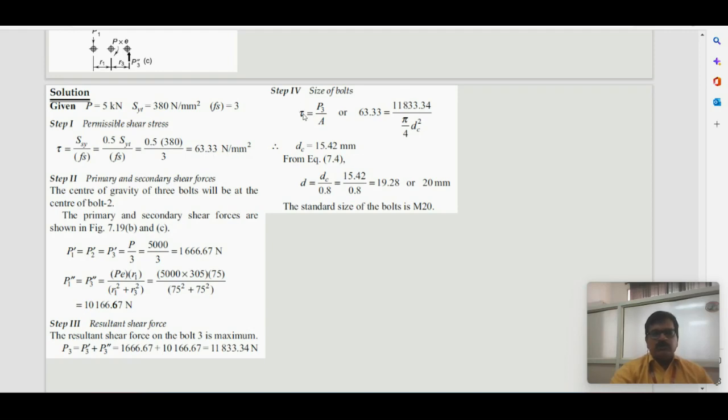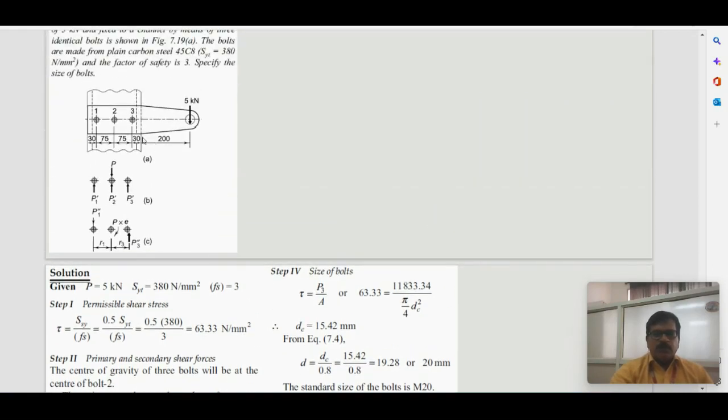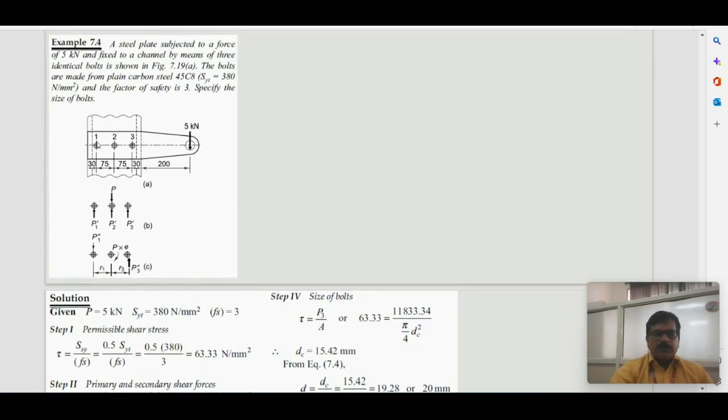That is allowable shear. So this allowable shear 63.33 is equal to total load 11,833 divided by the area pi by 4 dc square. Dc is 15.4, and from the dc, the core diameter, you can find out the nominal diameter d by 0.8, that is 19.28, or it is approximated to the nearest standard value 20 mm. So M20 is the standard size of the bolt which can be used for the given application.